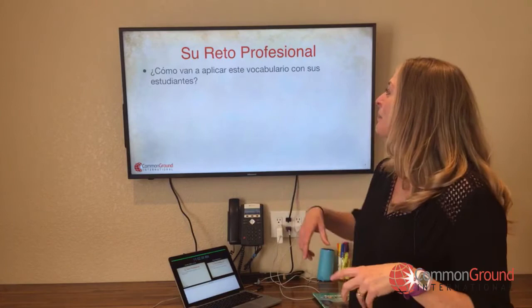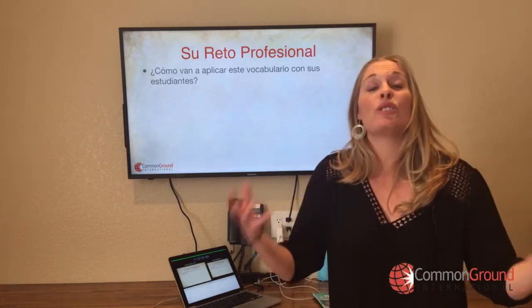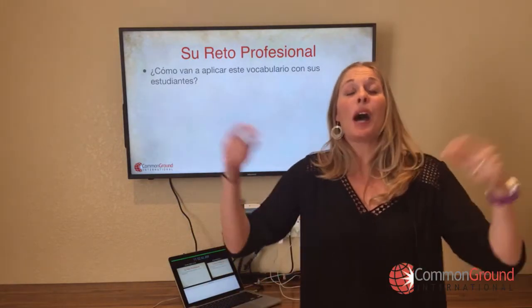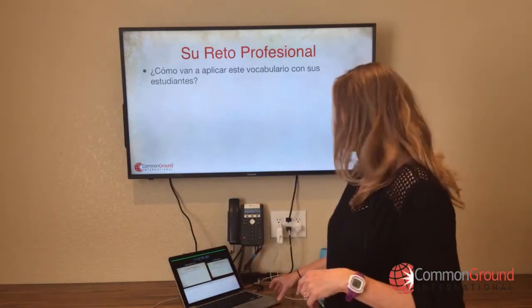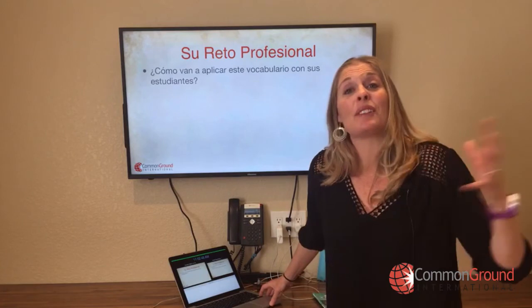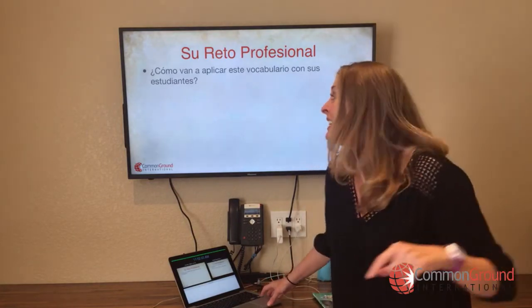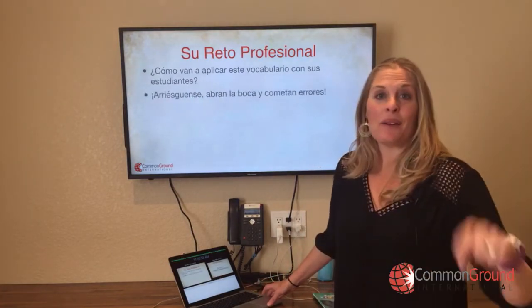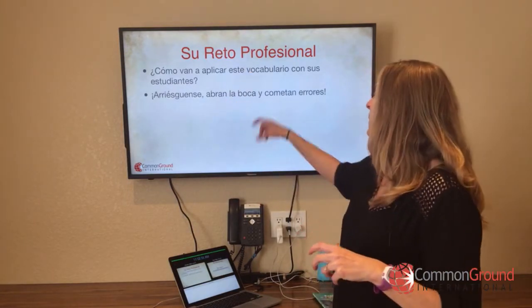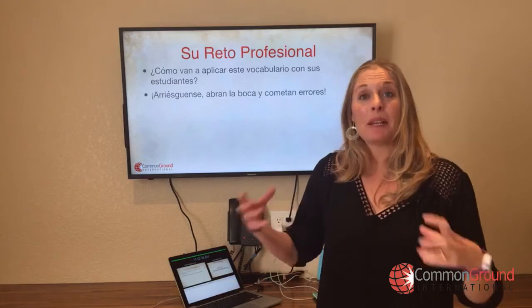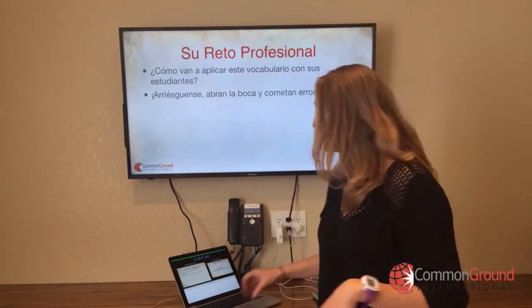So ¿cómo van a aplicar ese vocabulario con sus estudiantes? How are you going to use it? Comment below. Let us know. Let me know next week how you're using this vocabulary and if it's helping and if there's more vocabulary that you need to know. And then I always say, arriésguense, risk yourselves, open your mouth, abran la boca y cometan errores. Make mistakes because that is how we are all learning.